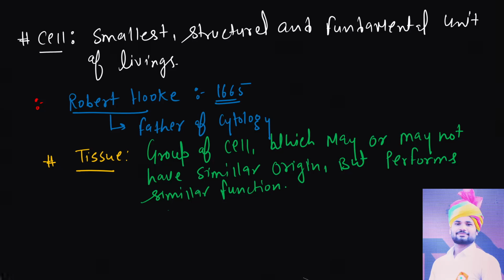Okay, everyone. So it is a group of cells which may or may not have similar origin. Now, what do I mean by similar origin? Let us try to understand it. I said which may or may not have similar origin but perform similar function. Let's talk about it in detail. Now, when I say origin, I mean to say what is its origin? Means germ layer.